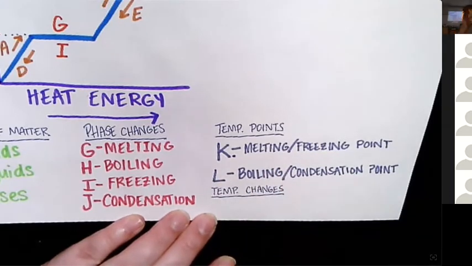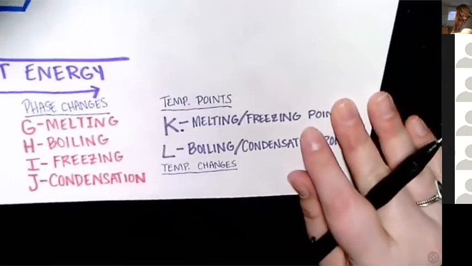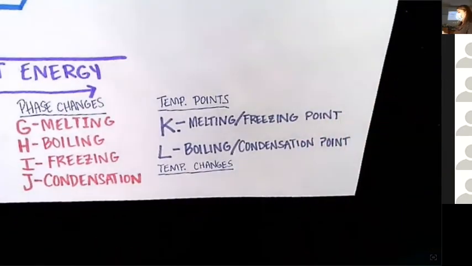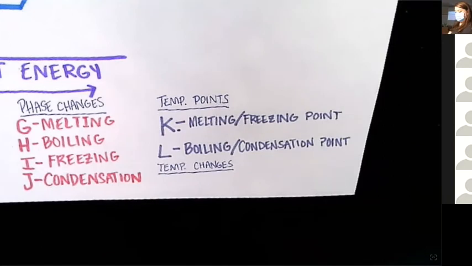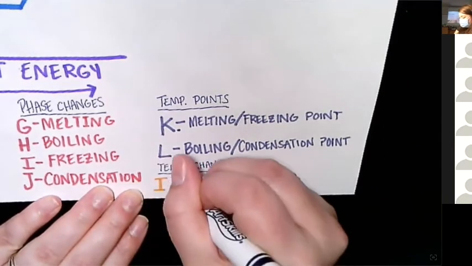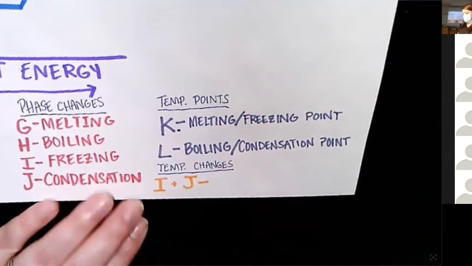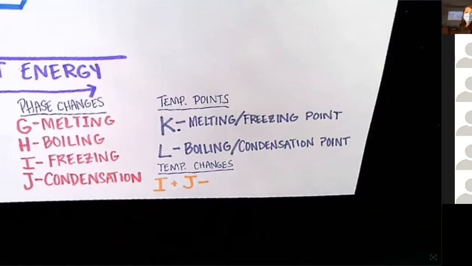And we're going to write one thing for this little part. For temperature changes down here, I'm going to put I and J. Only during 7th period. Oh, and 6th period, but yeah, I'll make sure no one touches it. All right, I and J.